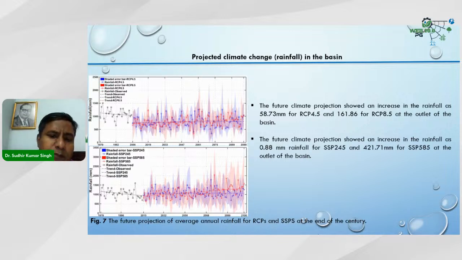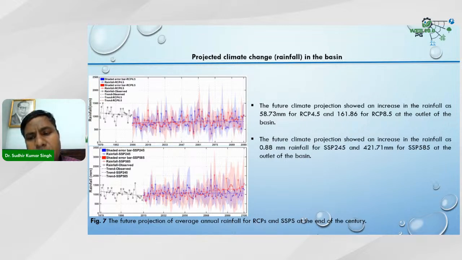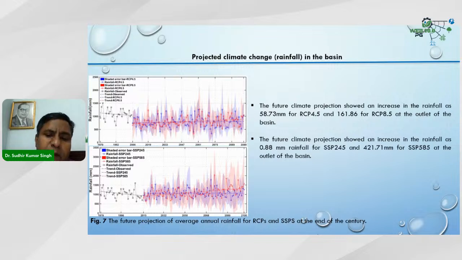If we analyze the same period by considering SSP 245 and SSP 585, then we see that there is a very slight increase in SSP 245, because very low warming was observed in the baseline scenario, so there is a chance of less increment in the rainfall. But in 585, there is a huge increment, and if you read the IPCC report, that is also showing that there is an increase in the rainfall.